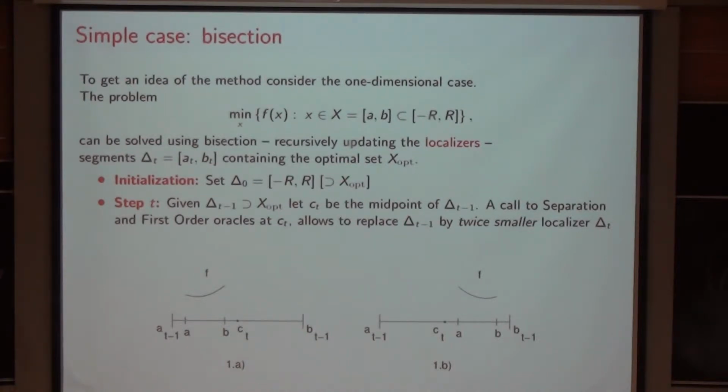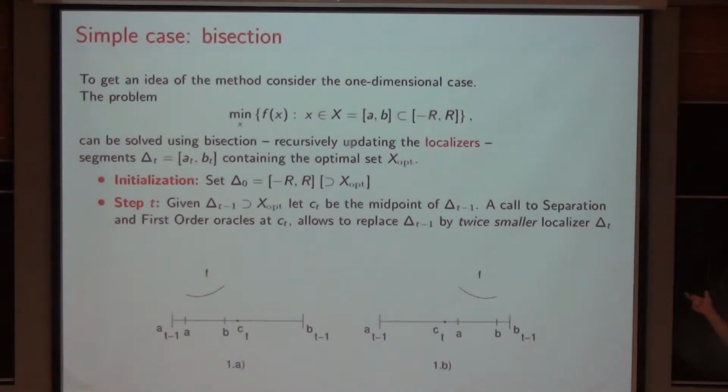Now, what is the ellipsoid algorithm? How would we solve the problem? Just to understand the logic behind it, let us consider a very simple case of one-dimensional convex optimization. So we have a segment [a, b], and we want to minimize the convex function f on this segment. So what we would do is bisection. The idea is the following.